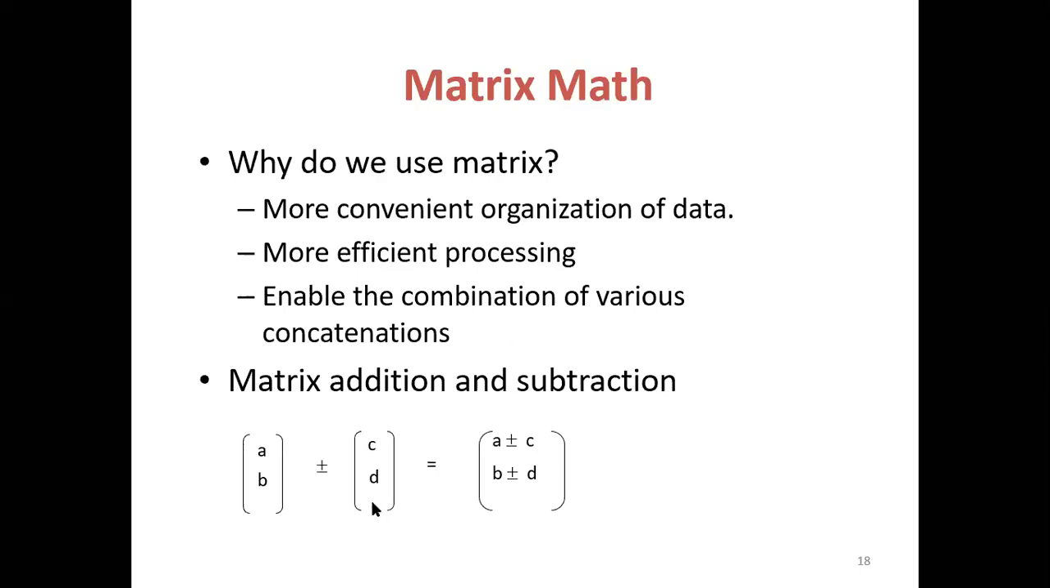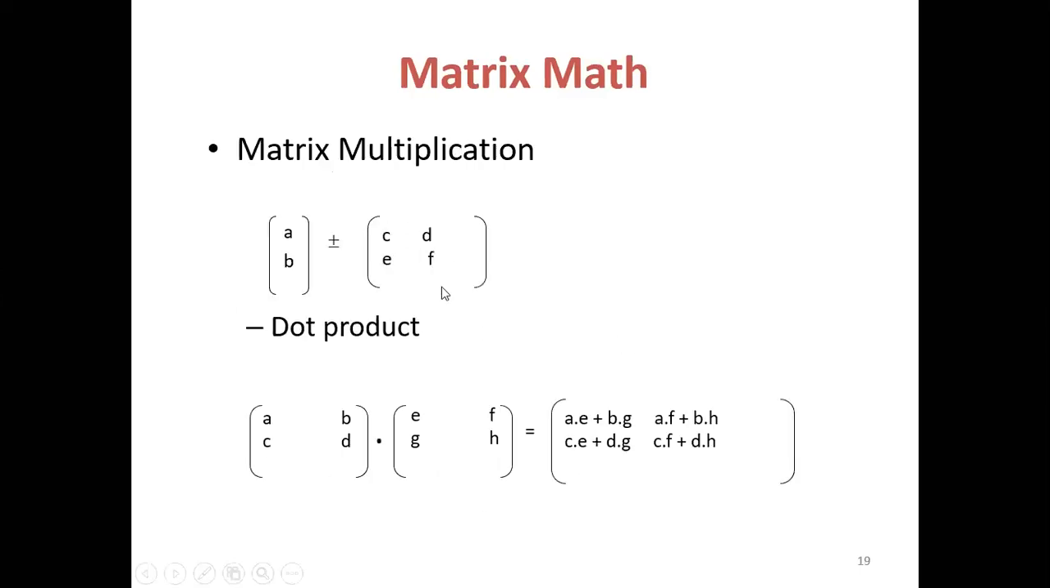So simple. First, we start with matrix addition and subtraction. If we have matrices A and B, and another matrix C and D, if we add those matrices, it will be A plus C and B plus D. So there will be one column and two rows. Here there is one column and two rows, one column and two rows, and the result will be one column and two rows. Next one is matrix multiplication.